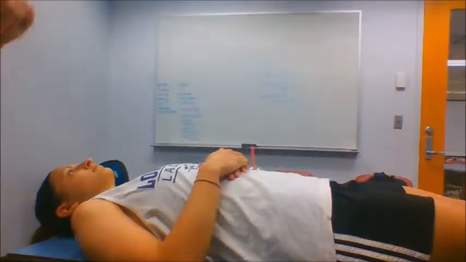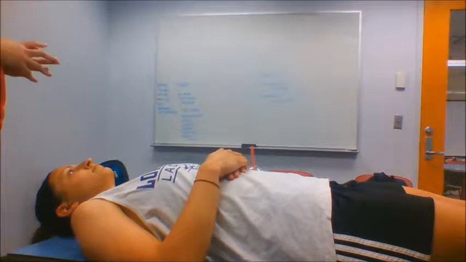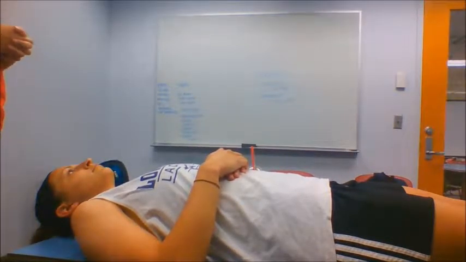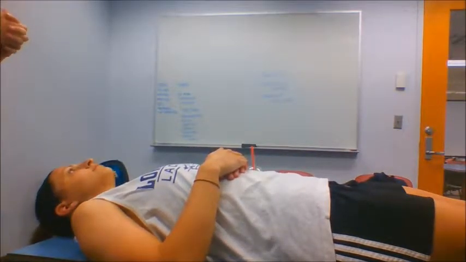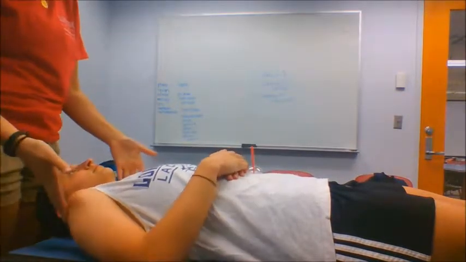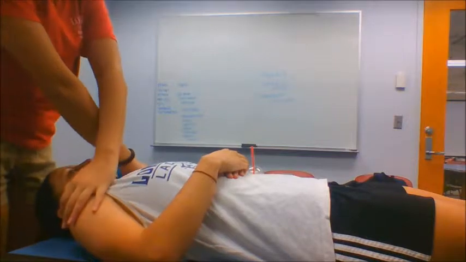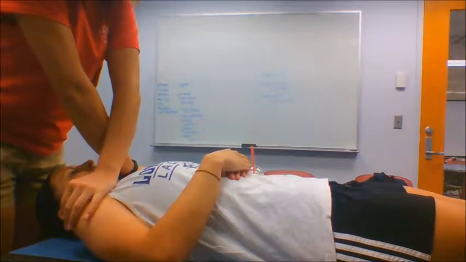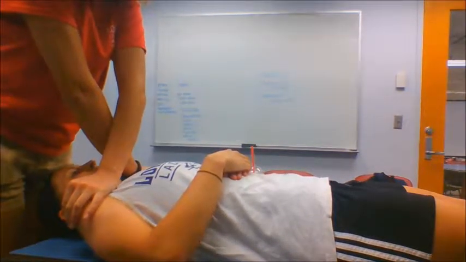Relax. So we're going to be testing the pec minor. The origin is ribs 3 through 5. The insertion is the coracoid process, and the action is rounding of the shoulders. So that's what the patient is going to do. I need you to round your shoulders. I'm going to cross my arms and push down. Then let me push you down. Ready? Go. 1, 2, 3, 4, 5. Relax.